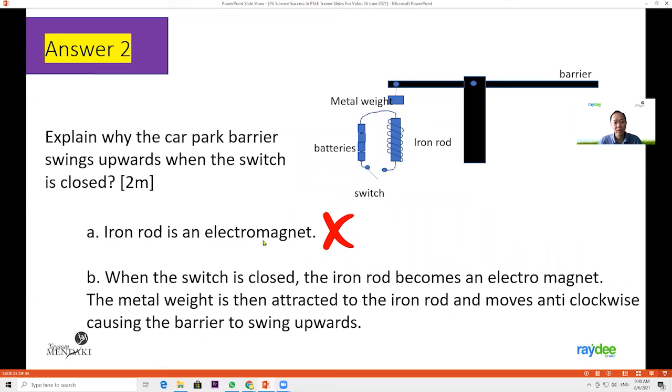Okay, so "iron rod is an electromagnet." Technically correct, right? Logically correct, but the phrasing is not correct. They're not going to earn full marks. They'll probably earn like 1 mark for this. Okay, so you have to explain from the beginning to the end. Okay, when the switch is closed over here, the iron rod becomes an electromagnet. The metal weight is then attracted to the iron rod, right over here, and moves anti-clockwise. Right, the whole barrier moves anti-clockwise, causing the barrier to swing upwards. Detailed explanation is what they need.